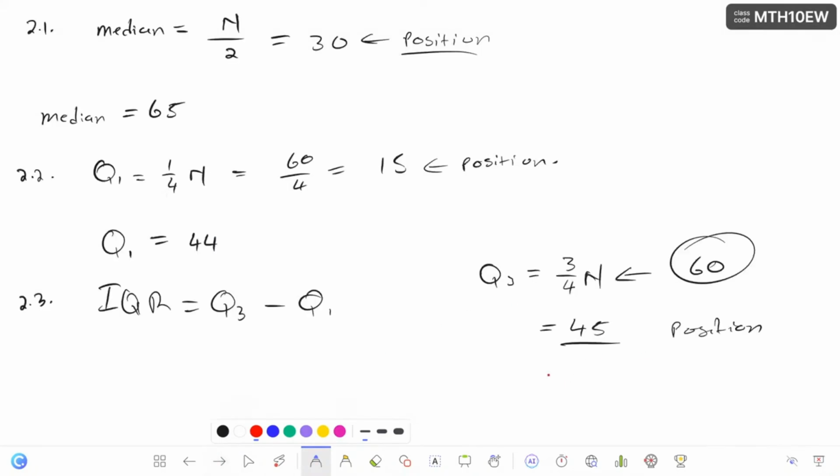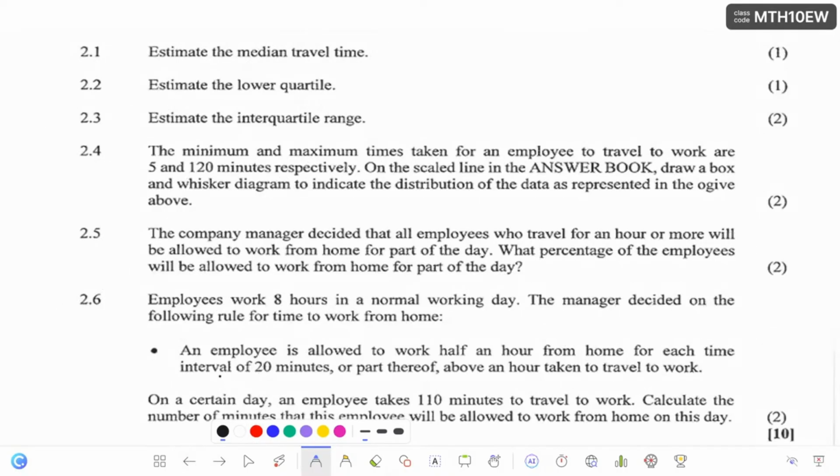So our Q3 is what? It's 84. So here you're going to say 84 minus 44, because we already found our Q1, which is 44, in question 2.2. So 84 minus 44 is going to give us 40.